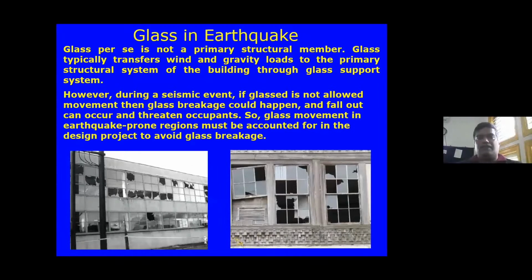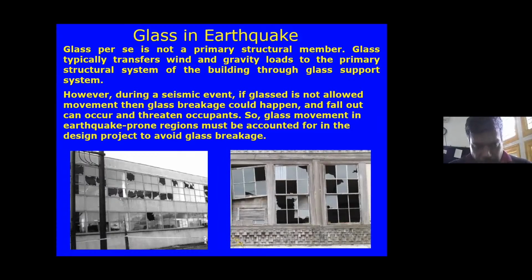Essentially, if you really come to the design of glass, or if a glass were to be subjected to an earthquake, glass per se is not a primary structural member. By itself, it's a small structural member, but it is not a primary structural member for the building. Glass typically transfers wind and gravity loads. If there is a glass panel, it transfers wind and its self weight, which is the gravity weight, into a secondary member and then finally into the building's primary structural member.